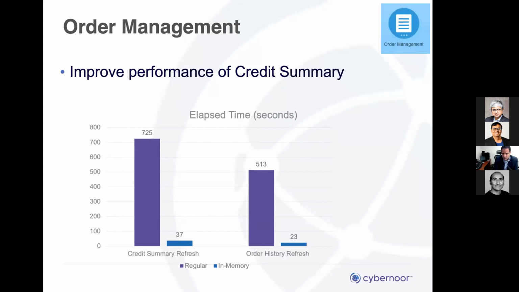Because you don't want to overcommit. And there's also another program called Order History, which basically collects all the order history and puts it in a summary table. That also came down from about 10 minutes to 23 seconds. So massive improvement, again, in line with the messaging of orders of magnitude improvement.